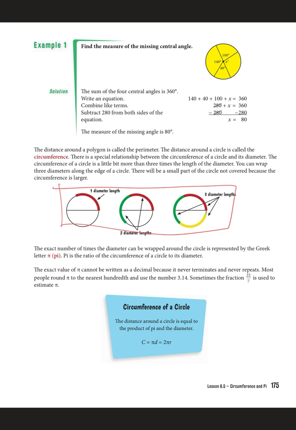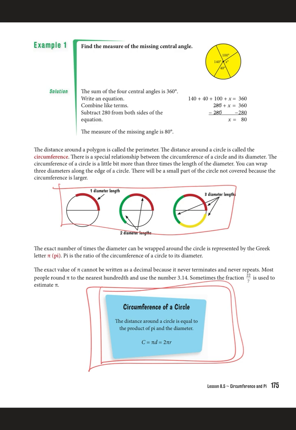Most people round pi to the nearest hundredths place and use the number 3.14. Sometimes the fraction 22/7 is used to estimate pi. So the circumference of a circle, the distance around a circle, is equal to the product of pi and the diameter. To find the circumference, it's pi times the diameter, or 2 times pi times the radius. All right, on to the next page.